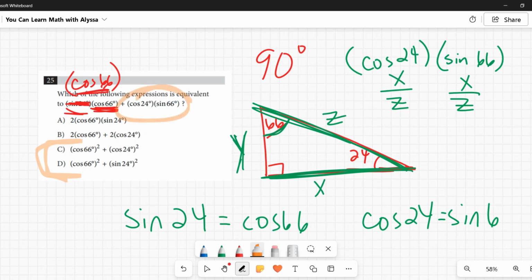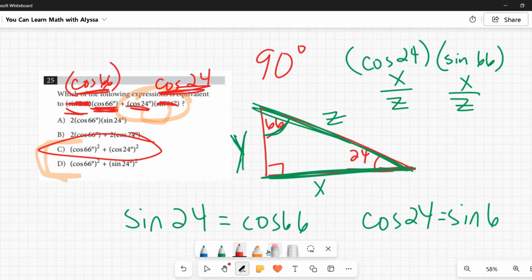Cosine of 24 times sine of 66. These are the same, so we could change either one. I can change this to be cosine of 24, or I could change cosine of 24 to be sine of 66. But because both of these are using 24, I'm going to go for the cosine of 24. And now I have cosine of 24 times cosine of 24, which is cosine of 24 squared. It is C.